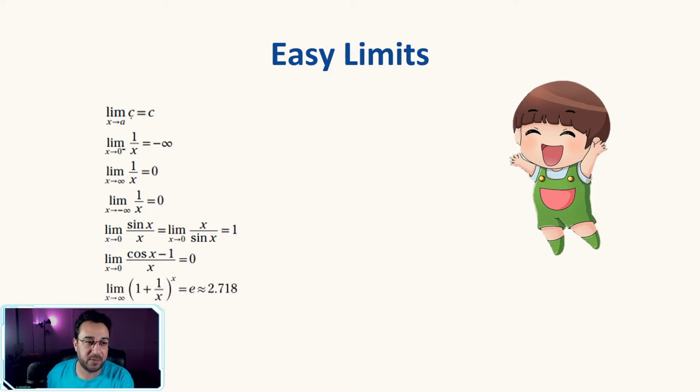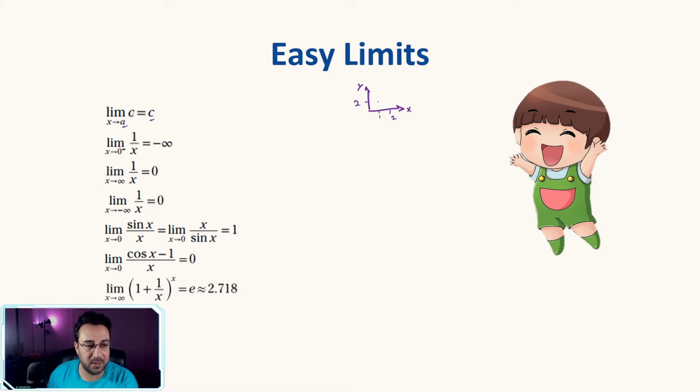So the limit of a constant c as x approaches a equals c. So the limit of a constant is a constant. Here we're talking about a limit at an exact point. So a limit of a constant c is a constant.